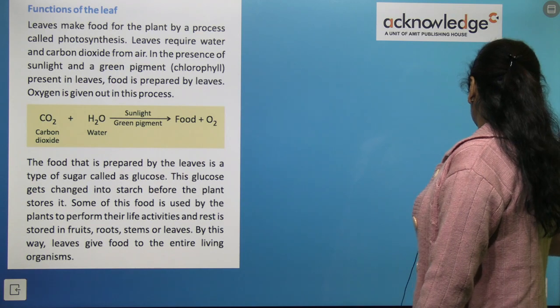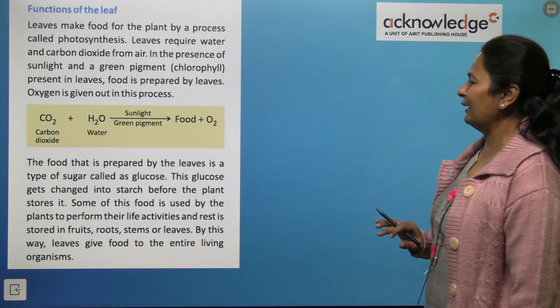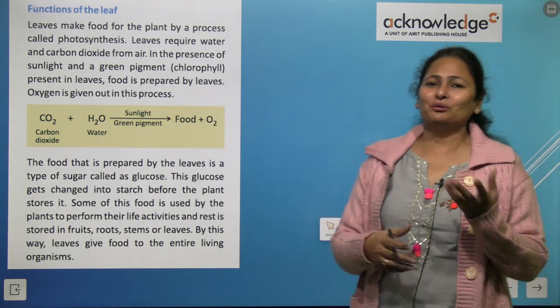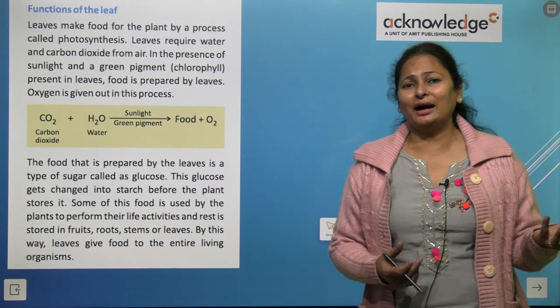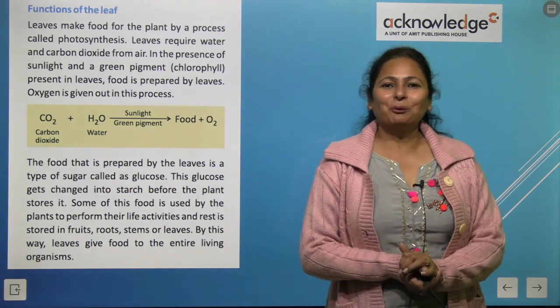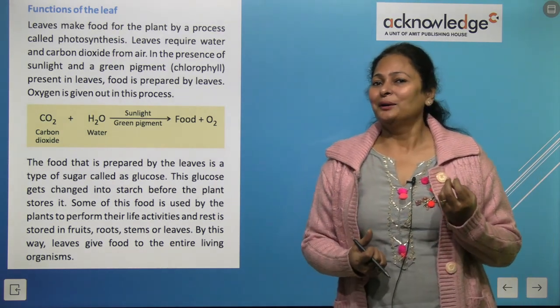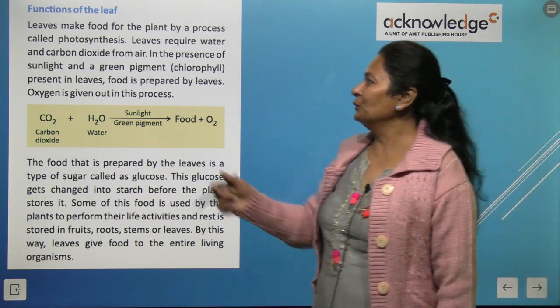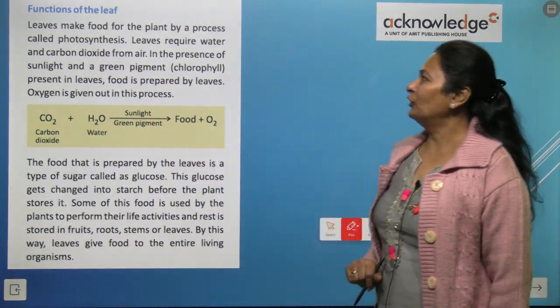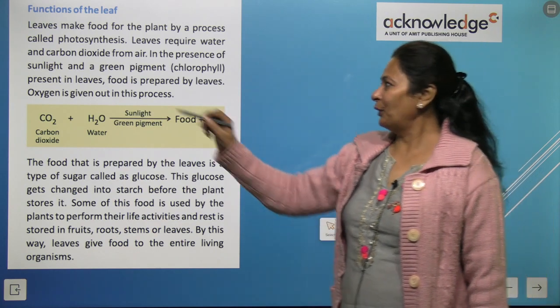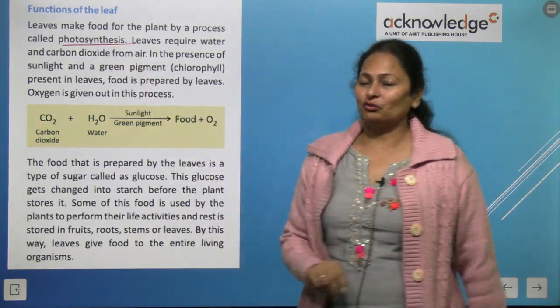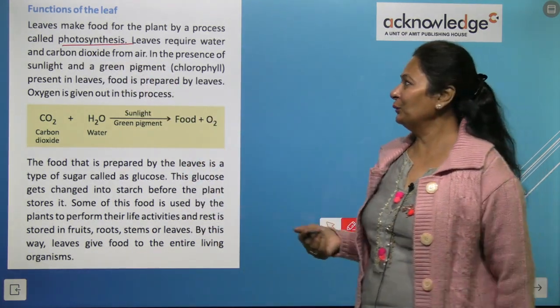We are hearing since the beginning that the leaves are responsible for making food. It is the kitchen, the food factory. But now we will see how it makes food. Leaves make food for the plant by the process which is known as photosynthesis that we already know.